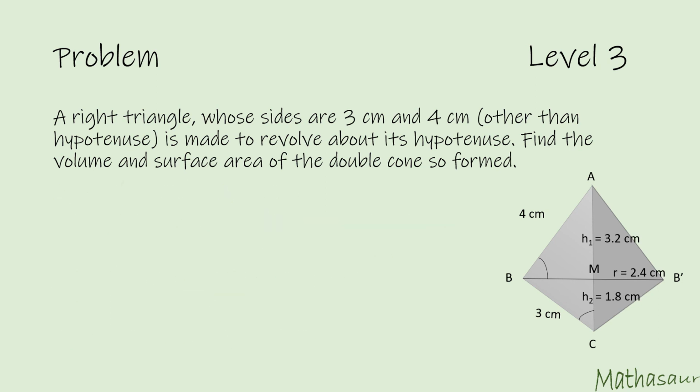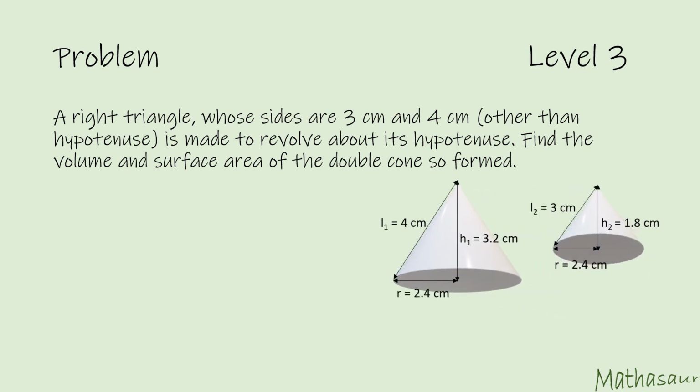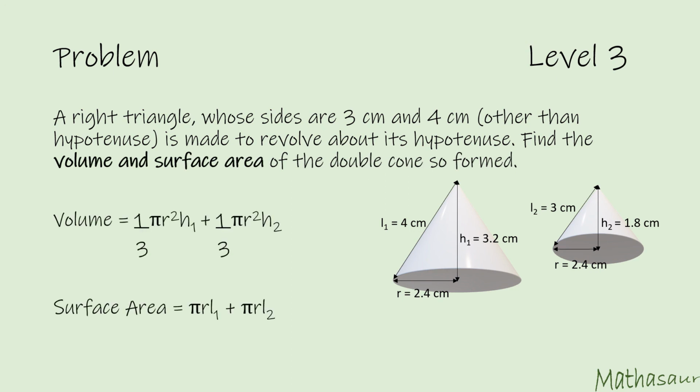Alright, let us look at our cones so formed. Now I know the radius and heights for both these cones. I also happen to know the slant heights of both these cones. Now I have to find the volume and surface area of the double cone so formed. This is simple. I just have to add the volume and surface area of the individual cones.